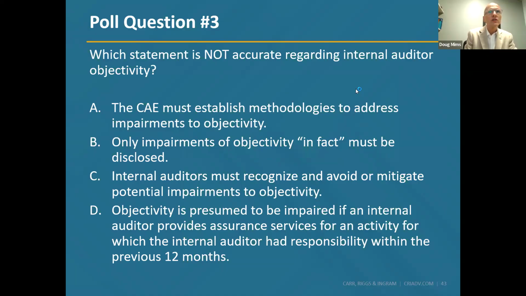Which statement is not accurate regarding internal audit objectivity? So we're looking for the not. The CAE must establish methodologies to address impairments to objectivity. Only impairments of objectivity in fact, as opposed to in appearance, must be disclosed. Internal auditors must recognize and avoid or mitigate potential impairments to objectivity. Objectivity is presumed to be impaired if an internal auditor provides assurance services for an activity for which the internal auditor had responsibility within the previous 12 months. So those are the options for the not.